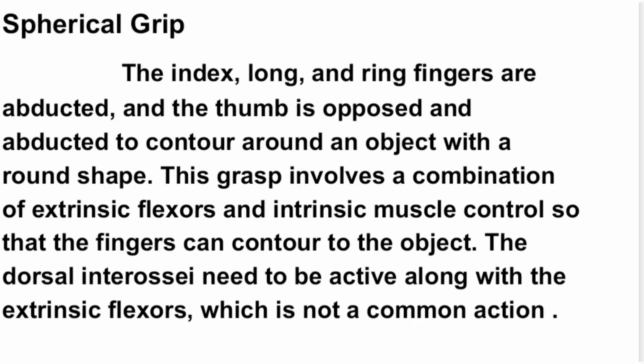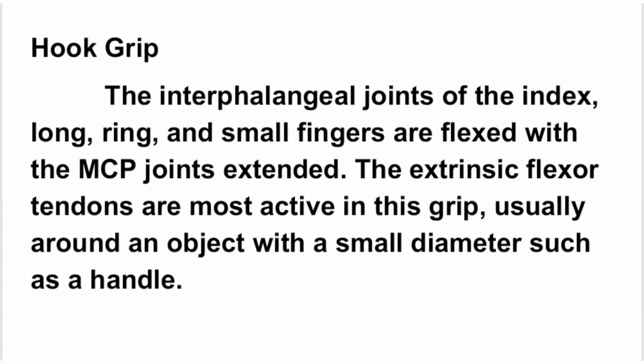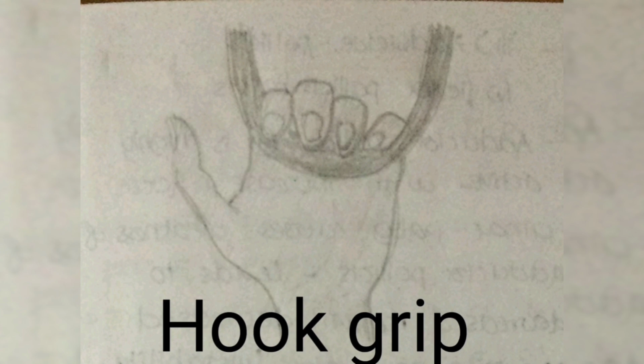Spherical grip. Spherical grip is similar to cylindrical grip, but with greater spread of the fingers to encompass the object. Spherical grip example: holding a ball. Major activity of interossei muscles. Third one is hook grip. Hook grip is a specialized prehension function primarily of the fingers. Hook grip example: carrying a briefcase. Major activities of flexor digitorum profundus and flexor digitorum superficialis. Load more distally on flexor digitorum profundus, proximally on flexor digitorum superficialis. Thumb in moderate to full extension.